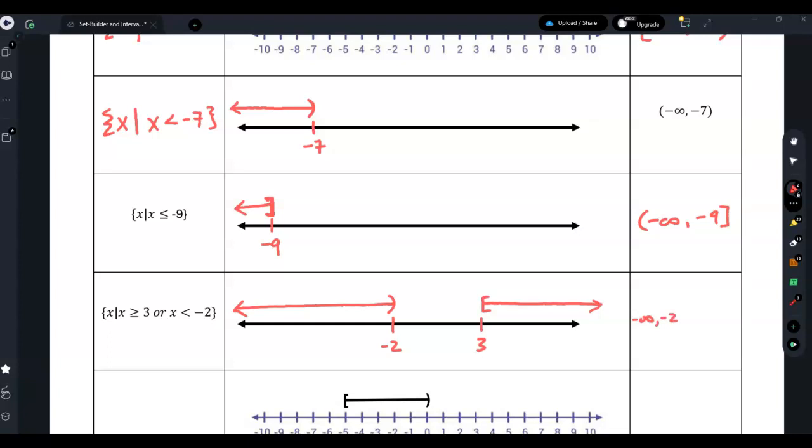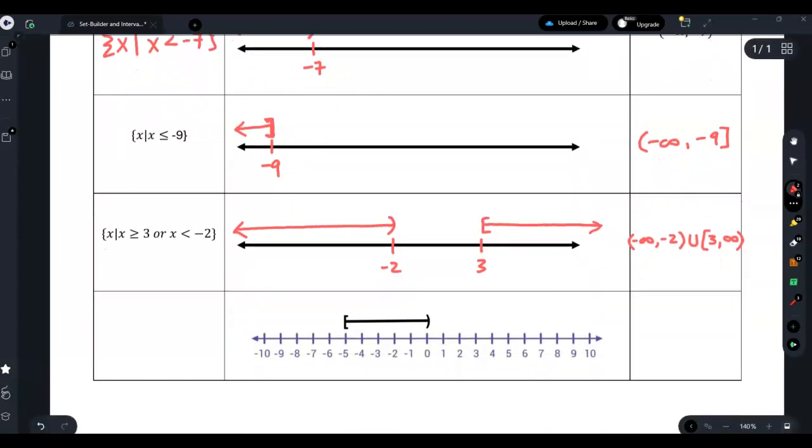And for both of those, I'm not including them, so I'm going to use parentheses. But then it picks up again. So then this is where I use the union symbol. And it picks up again at 3 and goes all the way out to +infinity. I don't include the infinity, but here I do have a bracket to include the +3. So it has two pieces there, which is why I use that union symbol.